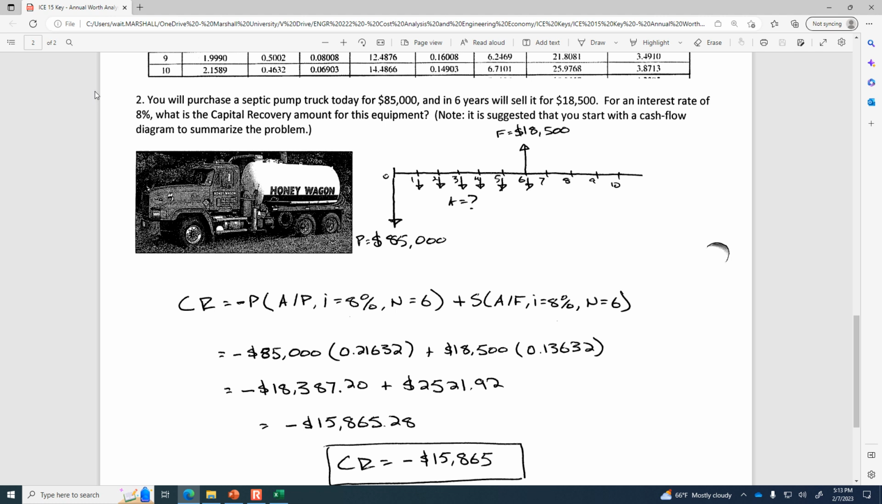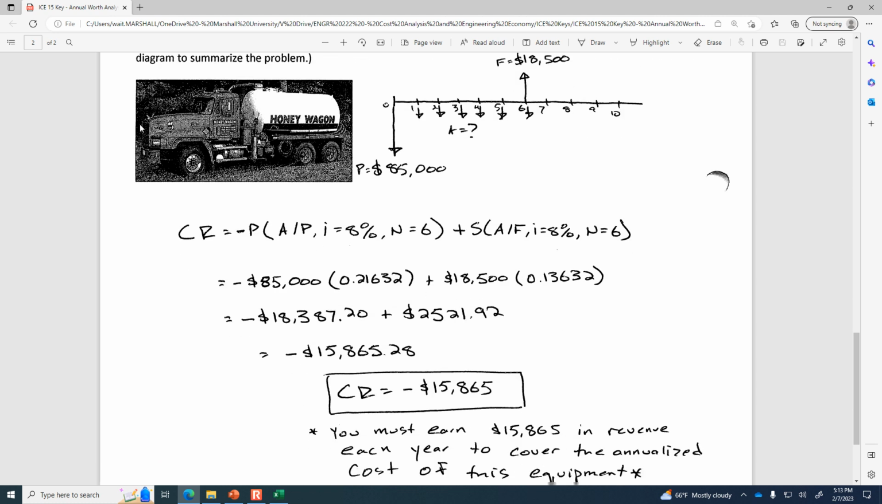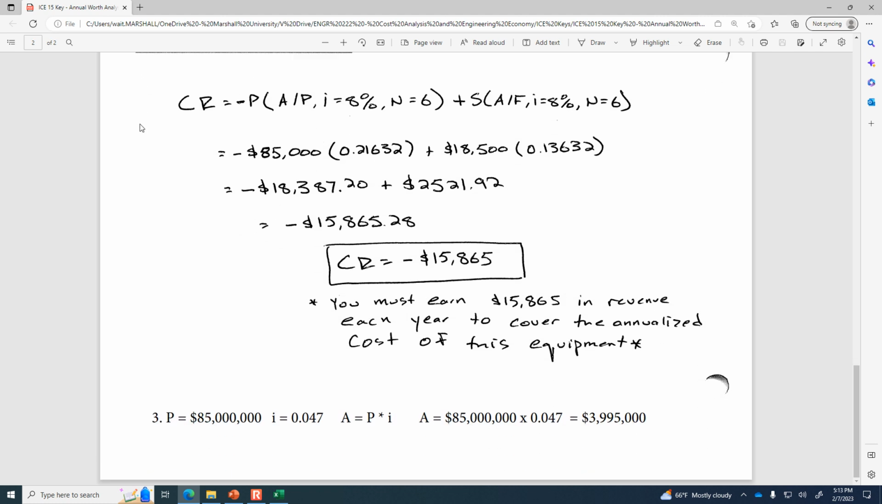All right, now the last question on there was: your company spends $85 million to build a bridge that will last forever. If the interest rate is 4.7%, what is the capital recovery? So this is an infinite investment. So the capital recovery is just the purchase price at the present multiplied by the interest rate. So what you'd need to do is collect $3,995,000 each year in revenue in order to justify that initial purchase price.